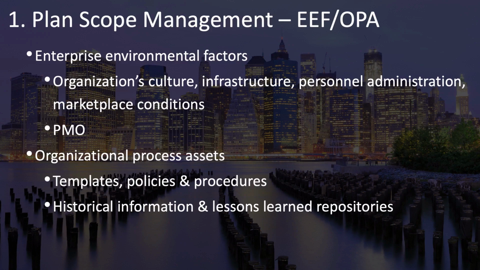And of course, don't forget the Project Management Office, or PMO, which, along with your program or portfolio, may have specific requirements for how you manage projects and how you manage scope. Your organizational process assets may include a template for your scope management plan. It may include policies and procedures for how you put it together. And of course, your historical information about previous projects, which would be included in your lessons learned repository.